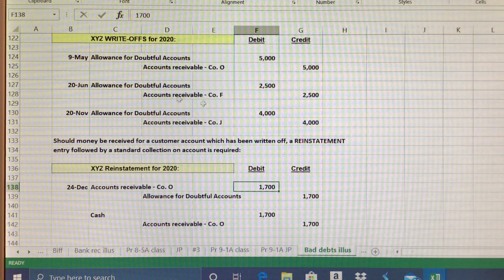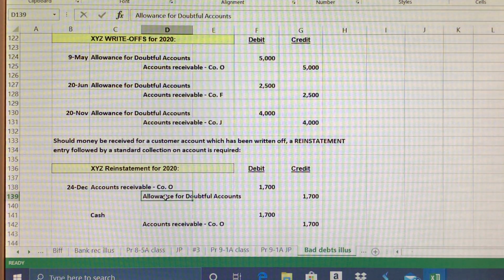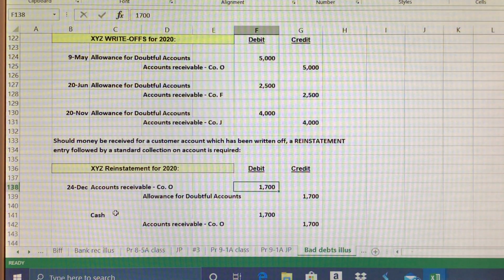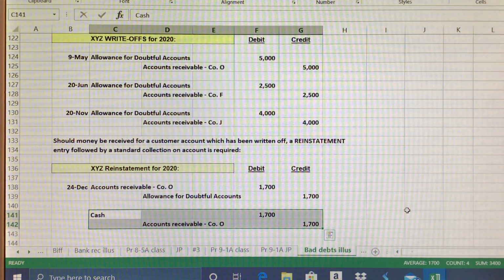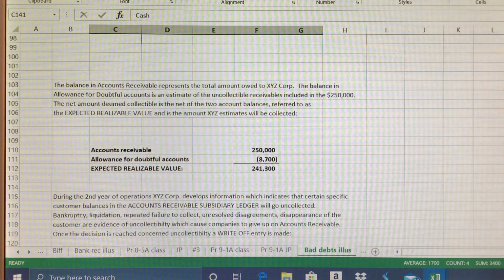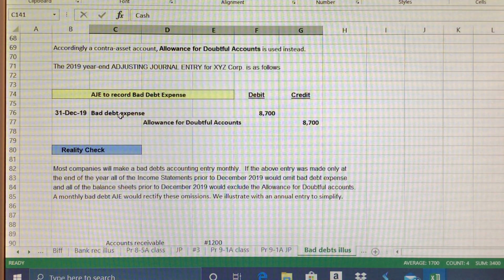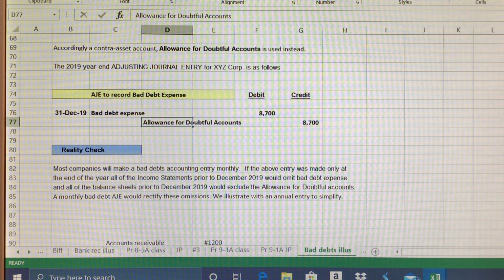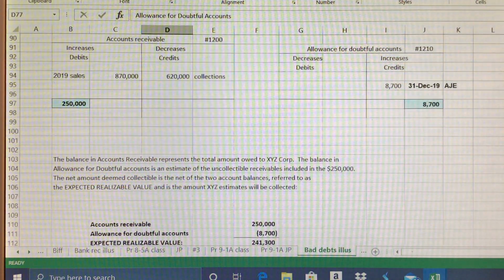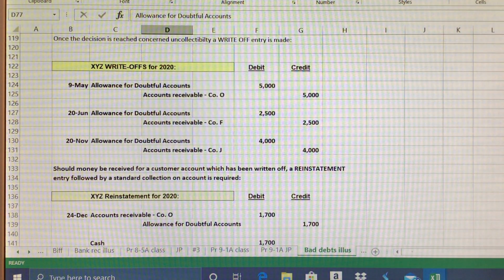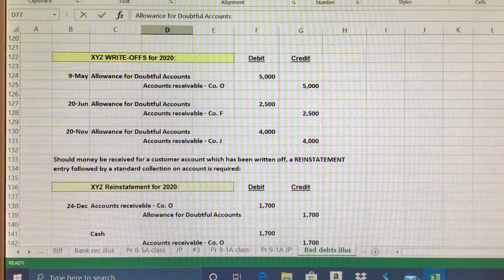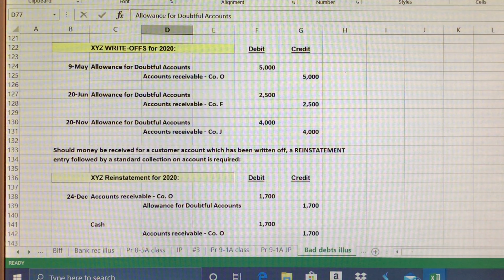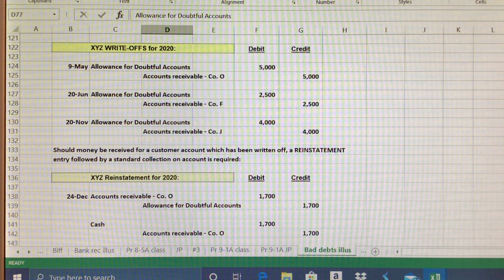So you flip this entry, bring the receivable back to life with a debit, credit the allowance account. Now you have a receivable of $1,700, collect the money. That's just a standard collection from customer on account. Okay? 3 entries. 1 to record the expense. That's this one here. Bad debts, allowance for doubtful accounts. And then you have write-offs and reinstatements. This is one of the allowance methods. And we use the aging of accounts receivable to come up with our estimate of $8,700. Okay, so that's how it works.